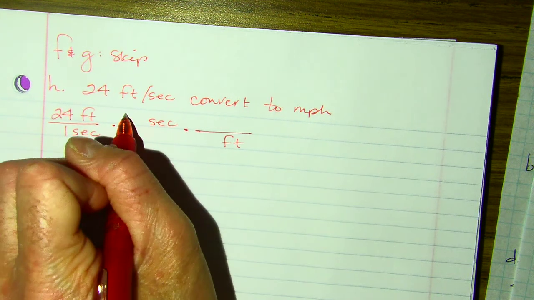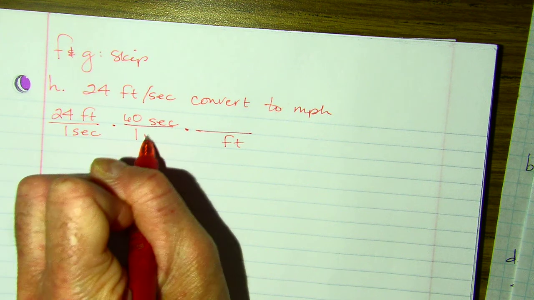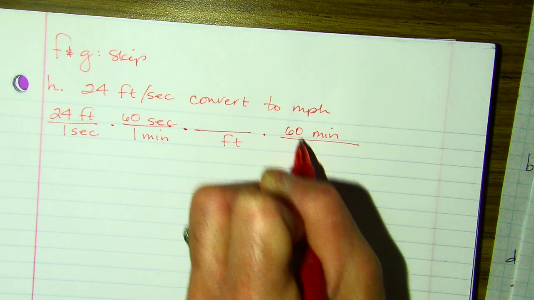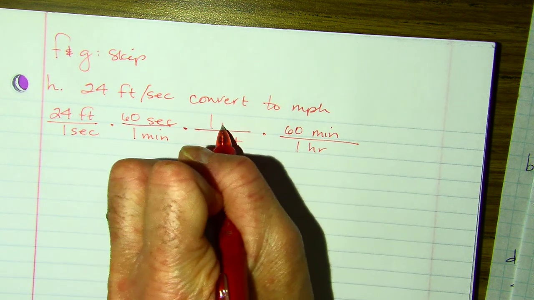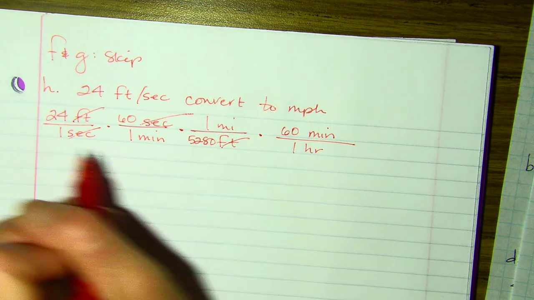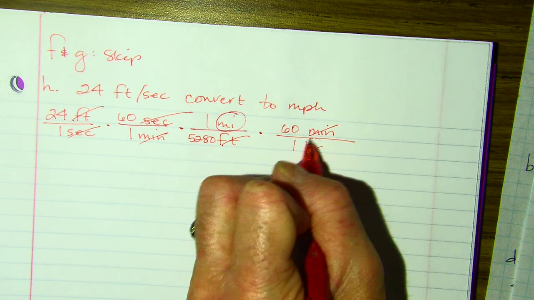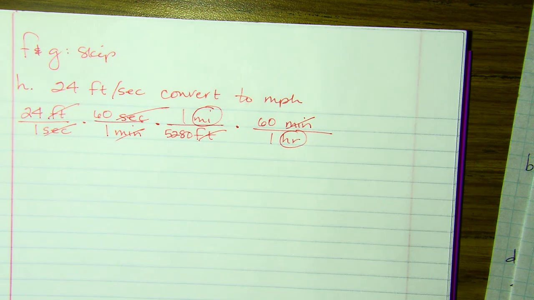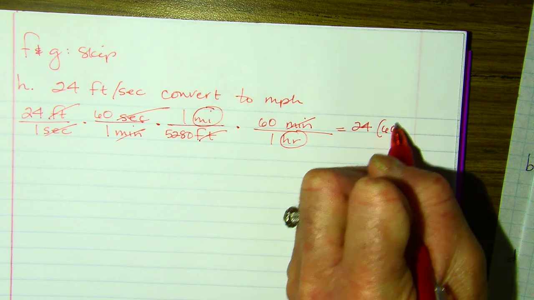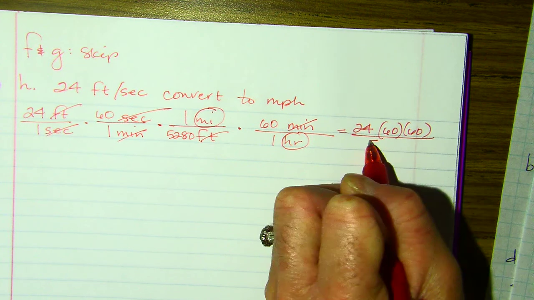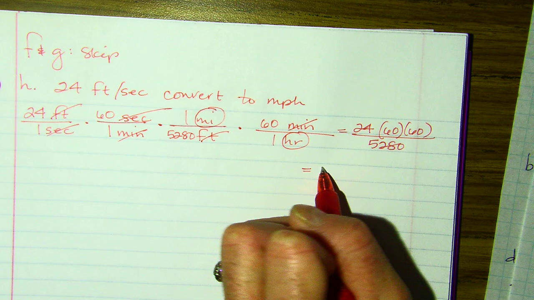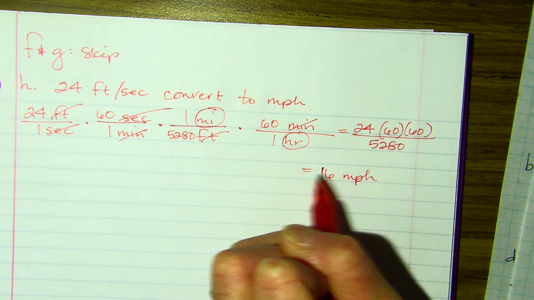Right? So there are 60 seconds in 1 minute. That means I got to get rid of minutes now. There are 60 minutes in 1 hour. This would be my mile conversion. So feet, seconds, seconds, minutes, minutes. I'm left with miles per hour. Okay, so in the last one, you would have 24 times 60 times 60 divided by 5280. And I got 16 miles per hour. Hold on.